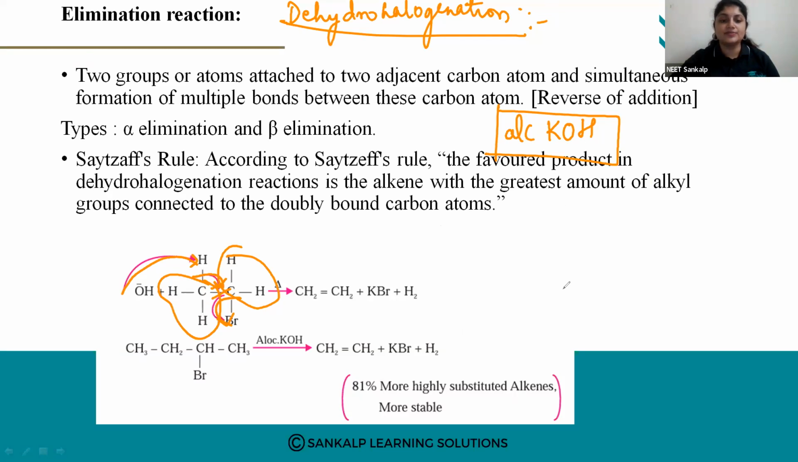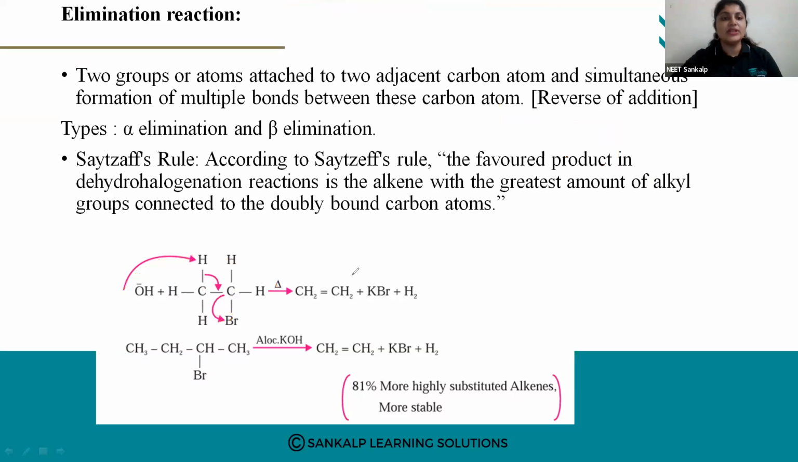In elimination reactions there are two types: alpha elimination and beta elimination. If the hydrogen is eliminated from the beta carbon, then it is beta elimination. If the hydrogen is eliminated from the alpha carbon, then it is alpha elimination. There is something called the Saytzeff rule, very important. According to the Saytzeff rule, the favored product in a dehydrohalogenation reaction is the alkene with the greatest number of alkyl groups connected to the doubly bonded carbon atoms.